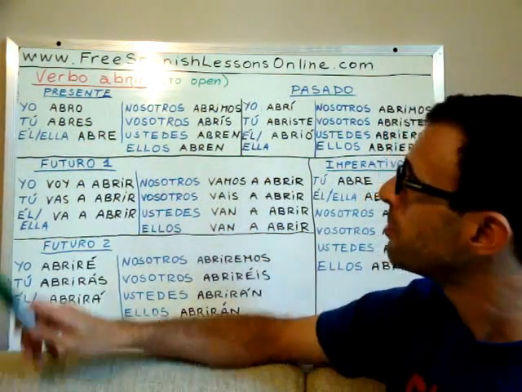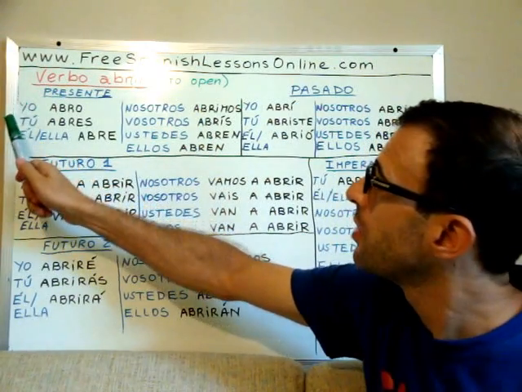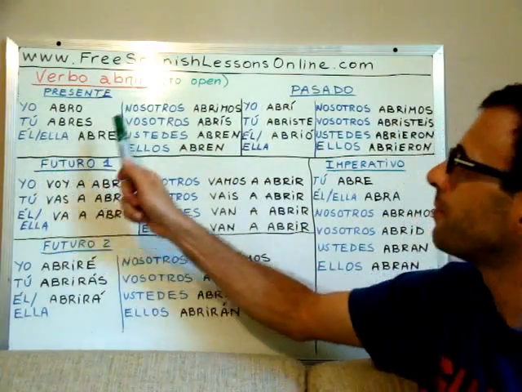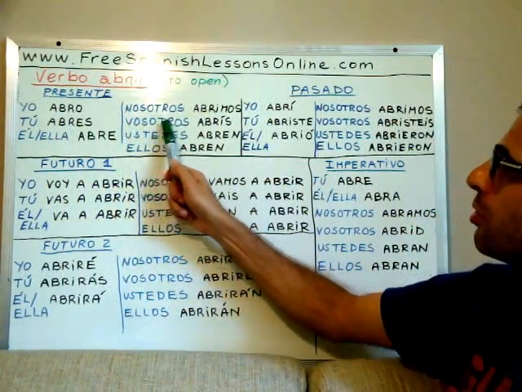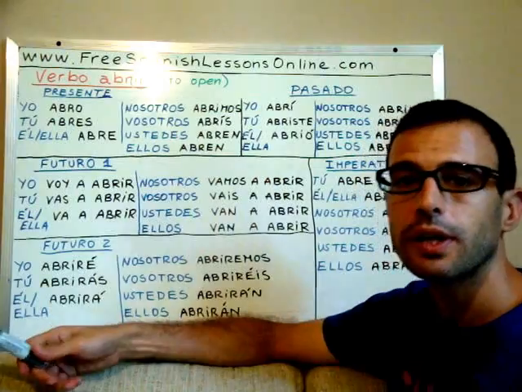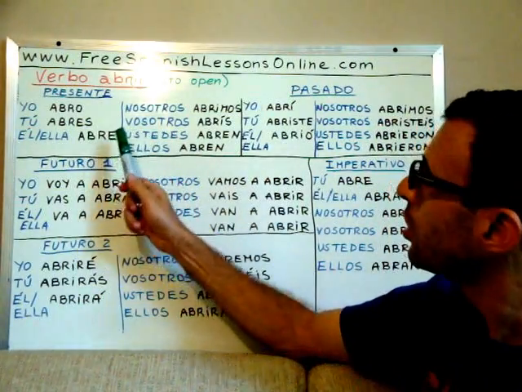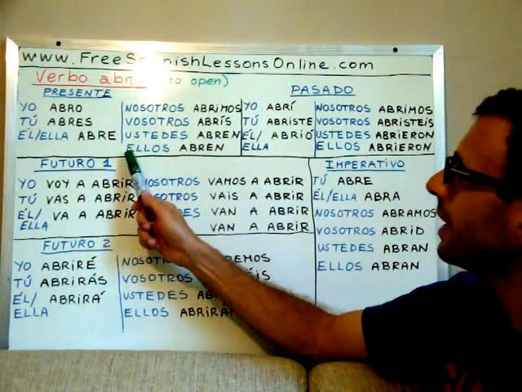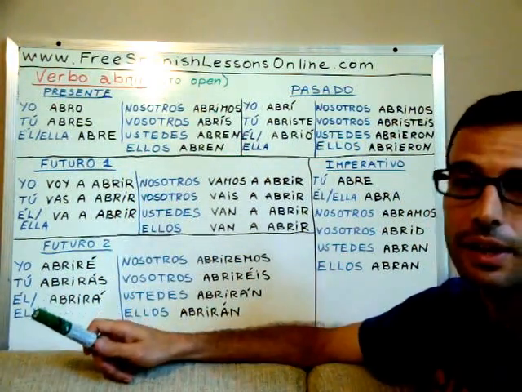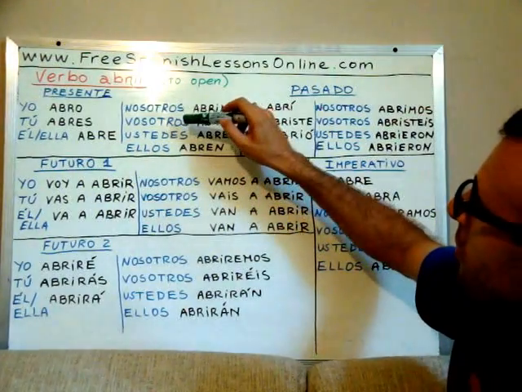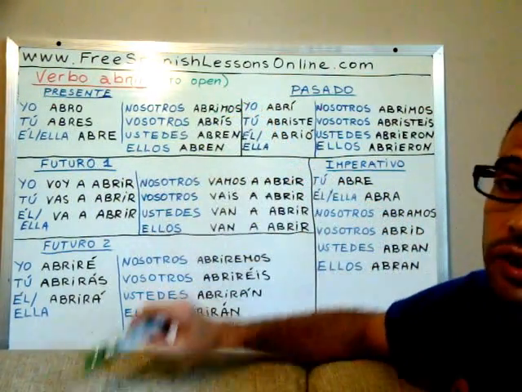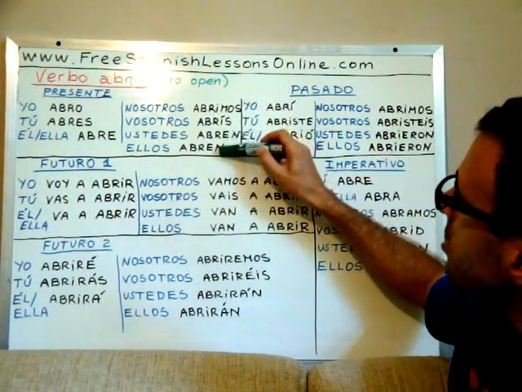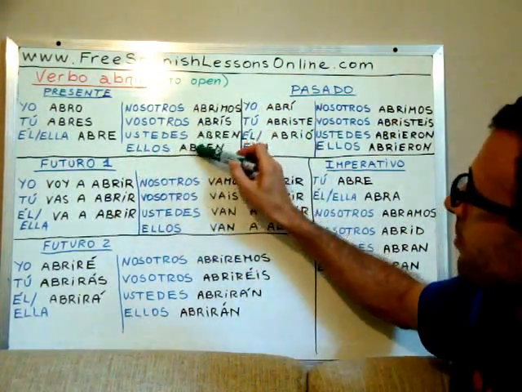Let's begin. Remember, yo is I, tú is you, él, he, ella, she, nosotros, we, vosotros is you plural, used in Spain. Ustedes is you plural but used in Latin America. And ellos means they, right? Although vosotros and ustedes are synonyms, the conjugation of ustedes is the same as with ellos, okay?